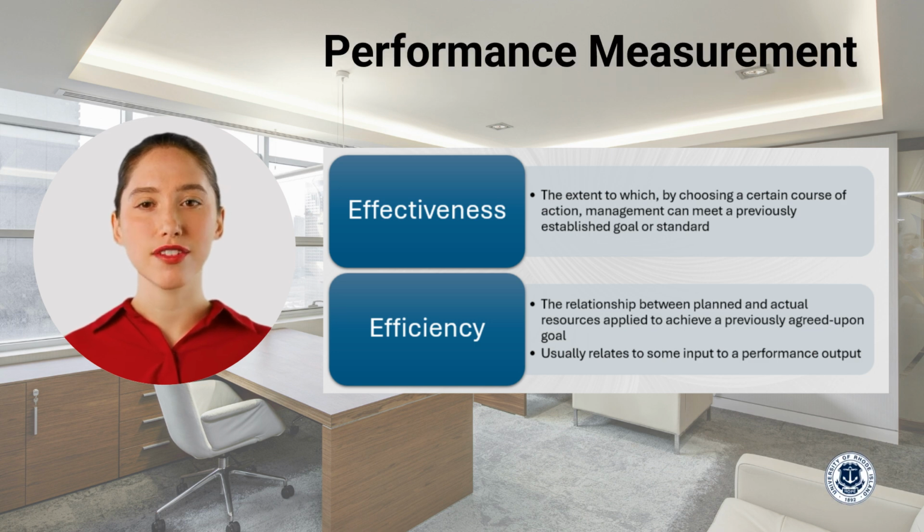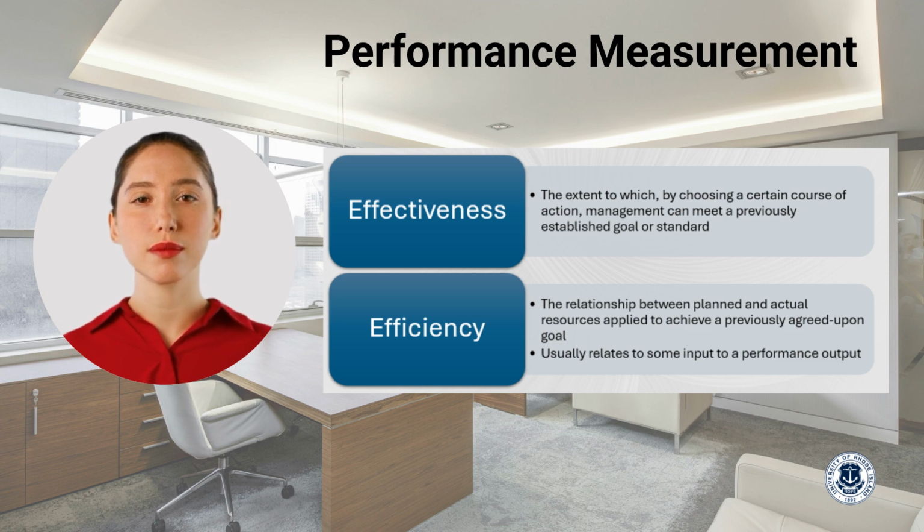Before discussing specific metrics, we first need to understand two fundamental concepts: effectiveness and efficiency. Effectiveness refers to the extent to which management achieves previously established goals or standards. In other words, did the organization accomplish what it intended to accomplish? Efficiency, on the other hand, focuses on the relationship between resources used and results achieved. Efficiency evaluates how well inputs such as labor, materials, and time are converted into outputs.